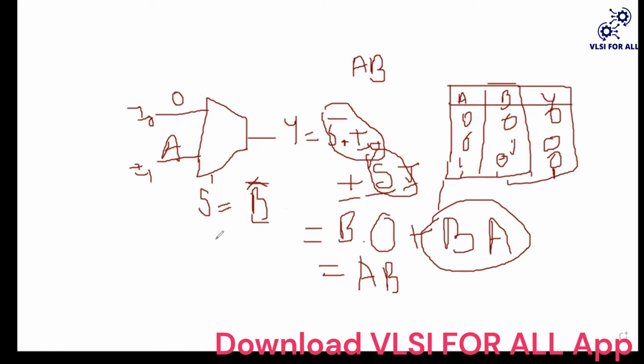Obviously, you can use A. You can do it in that way also. You can use A here. Again 0 here, because we don't want A bar, and B here. The output will be again AB. So that is for AND gate.